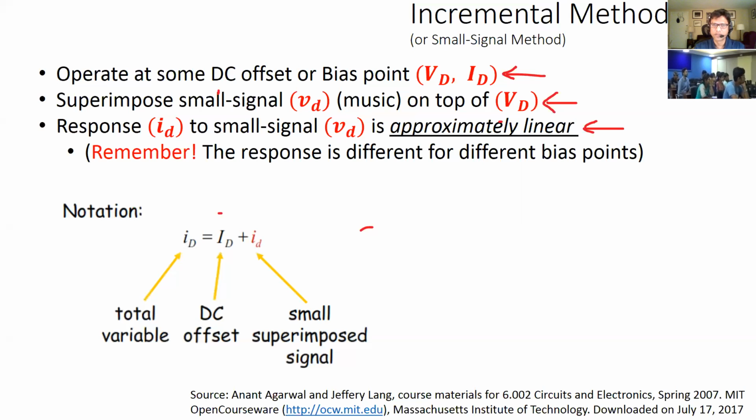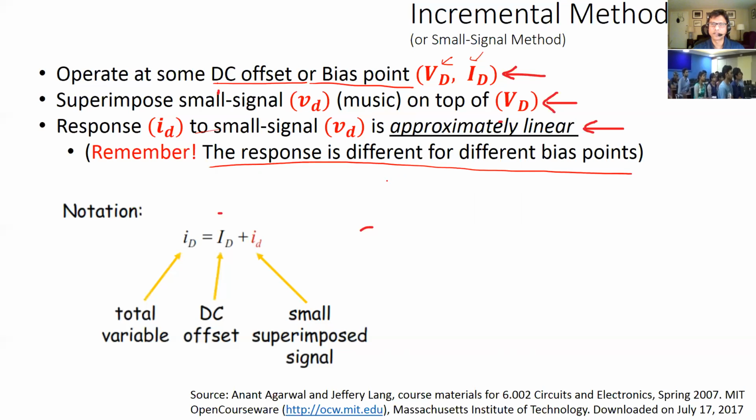So we use small signal a lot when we're doing analog circuit analysis. Here I reiterate the 3 steps we usually use. If you have a circuit, you operate it at a certain DC bias point, so a certain VDS and IDS will be captured for that bias point. Now usually you'll superimpose some very small signal on it, like here I say it's music or whatever it is, and you want to find out the response. It's either an ID or a small VD, which is approximately linear, right? That's the keyword. And always remember this response is different for different bias points.